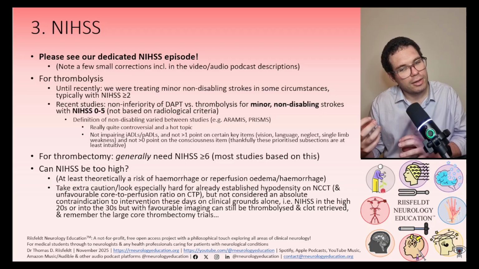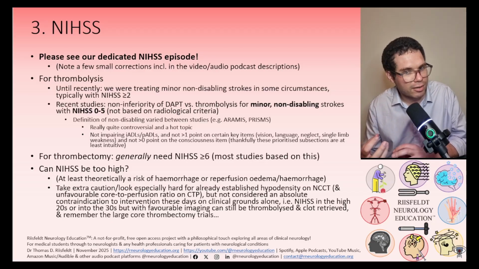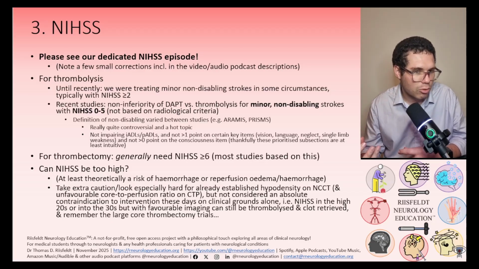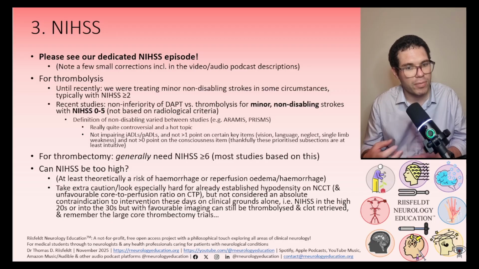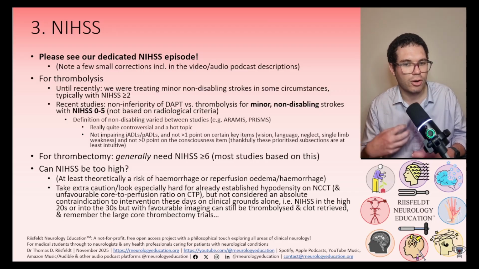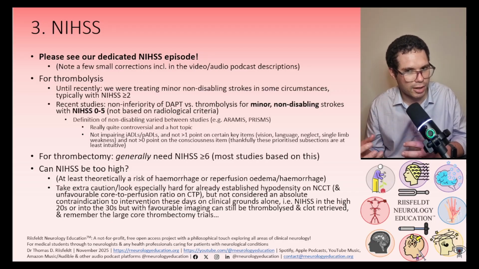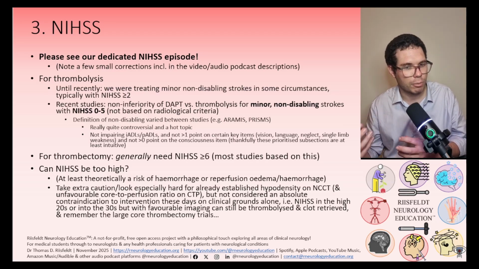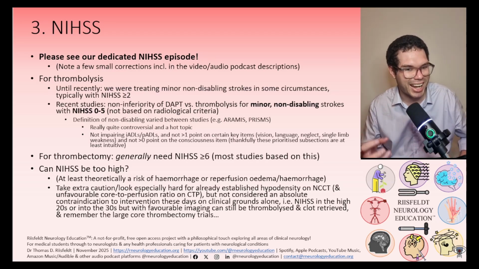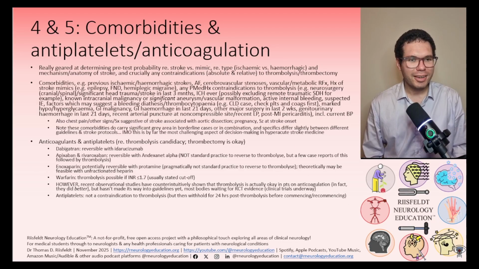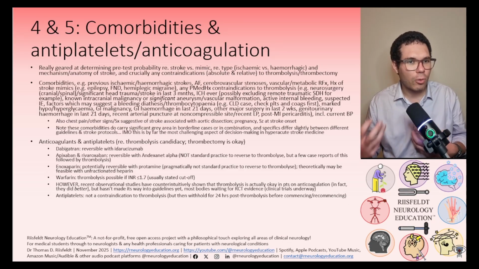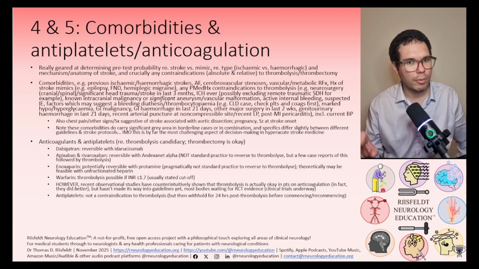The other thing is that someone could have a very high NIHSS clinically, so into the high 20s or into the 30s, but if they have favorable imaging, so if they don't have an established large hypodensity on the non-contrast CT, and if they have favorable perfusion imaging, then they can still be thrombolyzed and clot retrieved despite having a high NIHSS. Now, moving on to number 4 and 5 in the 5 things to remember.